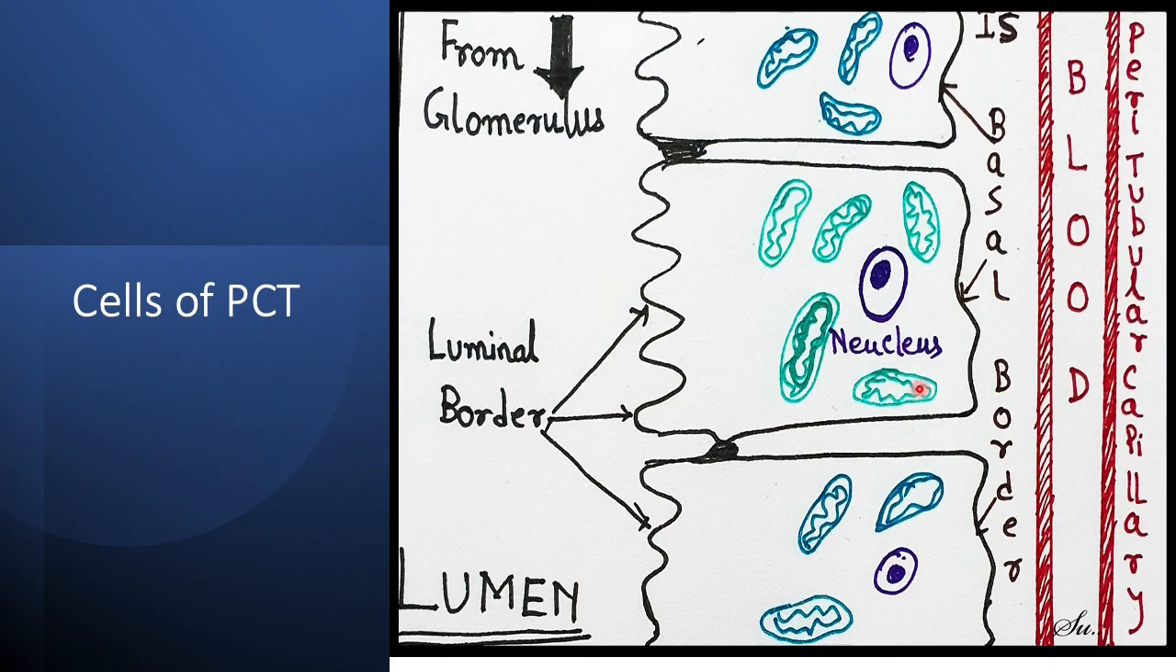Why? Because the mitochondria is the main source of energy, that is ATP, and most of these carrier proteins are ATP dependent. Because of that, the number of mitochondria is more, because this cell is actively transporting the solute from the lumen to the blood. That's why the mitochondria are much higher in number in the proximal convoluted tubule, in the thick part of the ascending limb, and also the distal convoluted tubule.